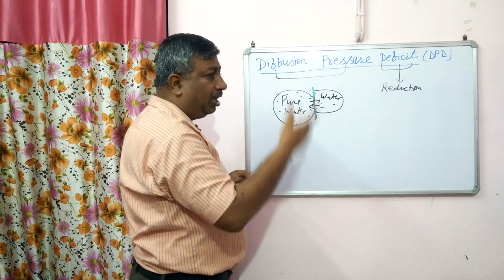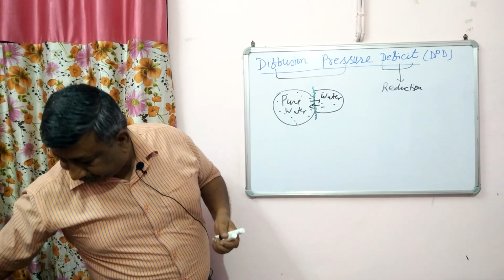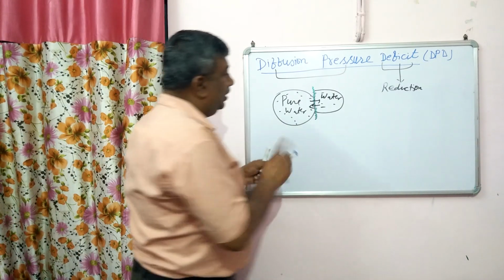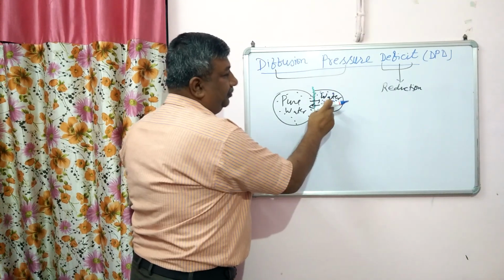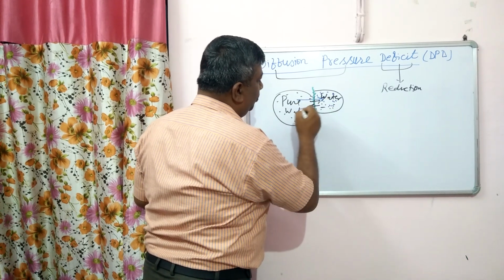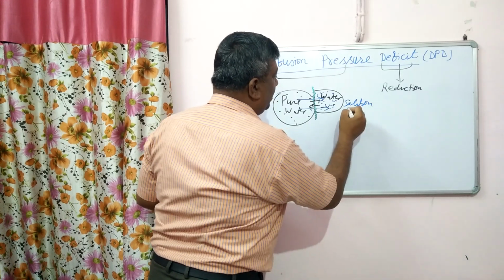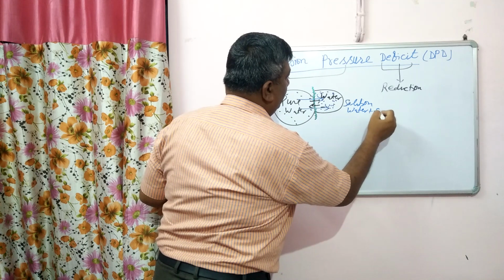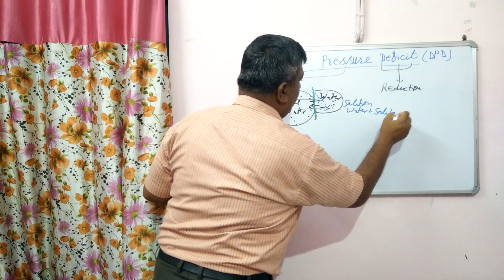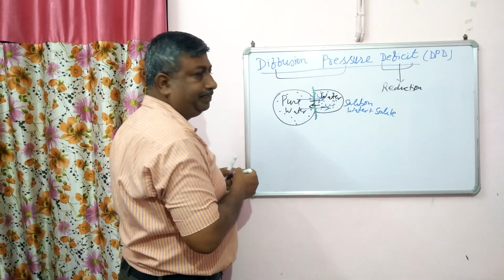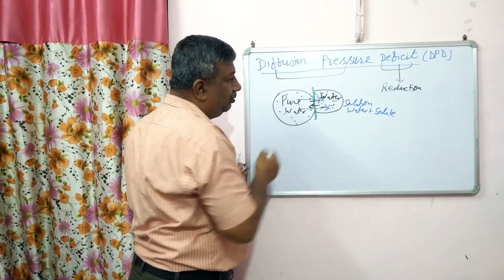But we add some salt, or sugar, or an electrolyte which is soluble. Then the water starts moving from pure water to this solution. So now it is a solution because it has water plus solute. The solute may be salt or electrolyte or sugar, and here it is pure water. So now the water is moving from pure water to this solution.